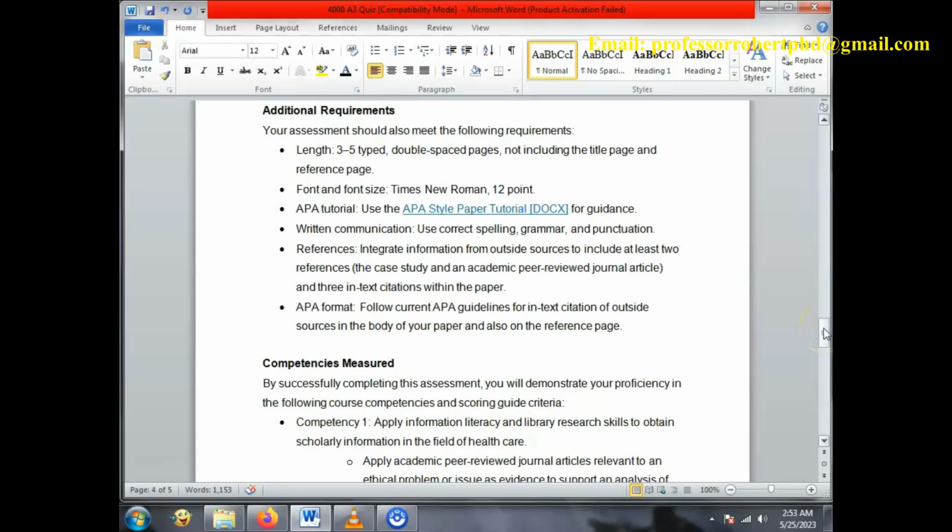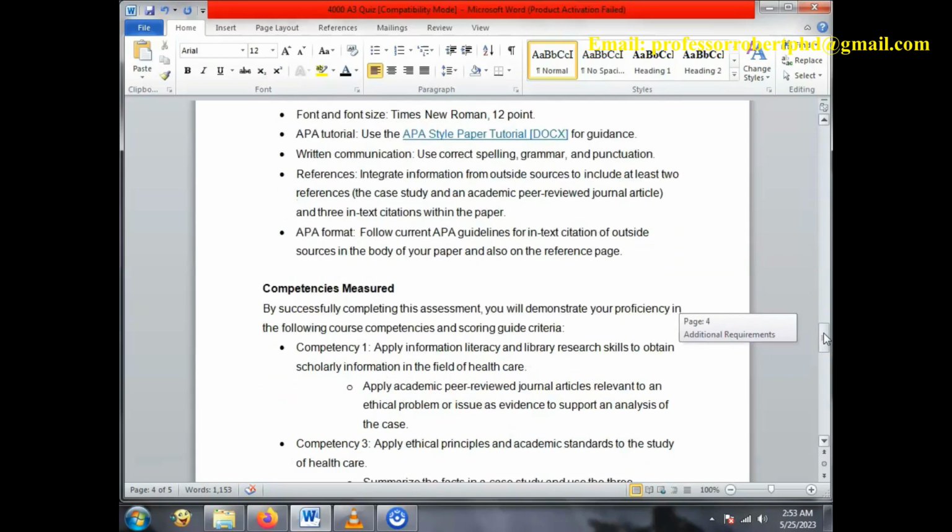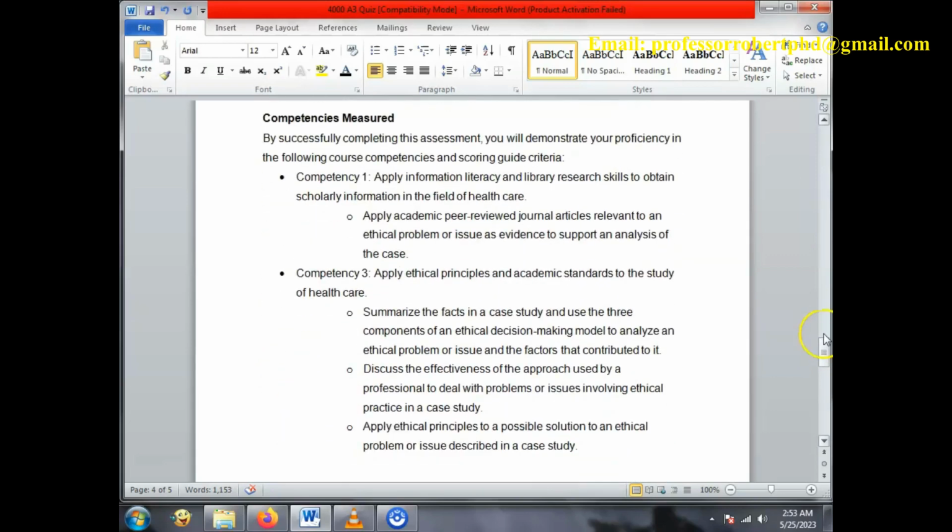Competencies measured. By successfully completing this assessment, you will demonstrate your proficiency in the following course competencies and scoring guide criteria. Competency 1. Apply information literacy and library research skills to obtain scholarly information in the field of healthcare. Apply academic peer-reviewed journal articles relevant to an ethical problem or issue as evidence to support an analysis of the case. Competency 3. Apply ethical principles and academic standards to the study of healthcare. Summarize the facts in a case study and use the 3 components of an ethical decision-making model to analyze an ethical problem or issue and the factors that contributed to it.